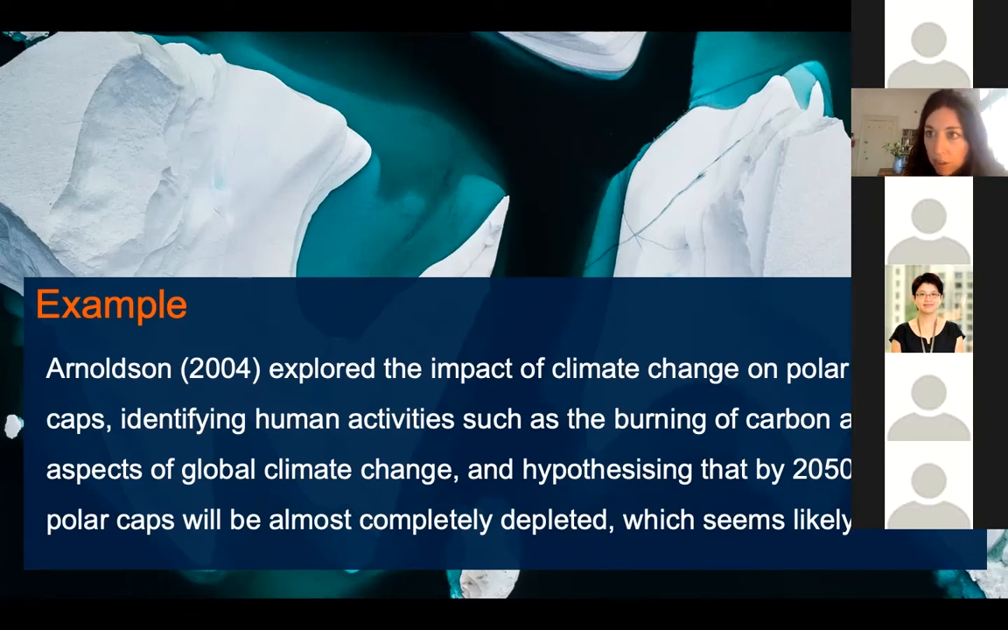He hypothesized, so you start the sentence anew there, instead of continuing on with "and hypothesizing", because it's making it way too long. So he hypothesized that by 2050, the polar caps will be almost completely depleted, full stop. You don't actually need the "which seems likely" bit at the end. That's what I'm talking about in relation to editing, taking out unnecessary words, because that is not needed. It's pure speculation. So that's how you can divide up that particular example to make it easier for the reader and better writing. Very simple example, but I think it's a good one.